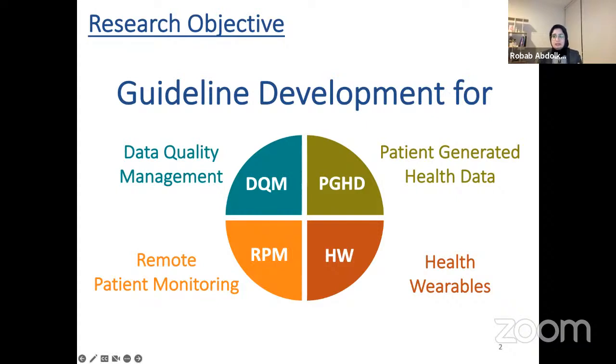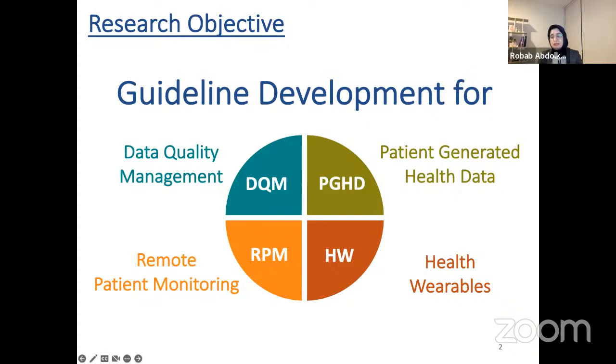Also, I want to note that the scope of this project was limited to the quality evaluation for use of PGHD in patient care as primary use, and not about the secondary uses, for example, like for surveillance or for financial purposes, etc. I want to briefly explain each of these components.